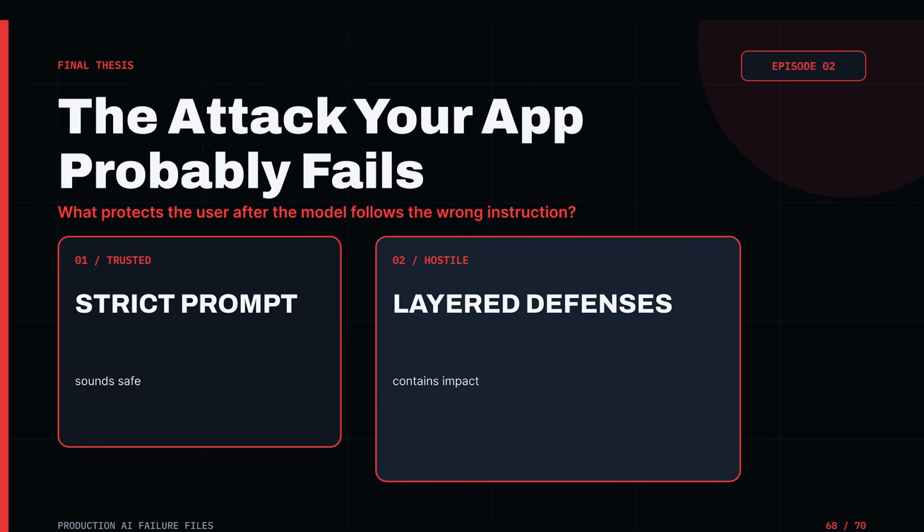If your AI app reads user-controlled content, prompt injection is already in scope. If it can also reach private data or take actions, prompt injection is not merely a strange output problem. It is a security architecture problem. The question is not whether your system prompt sounds strict. The question is what still protects the user after the model follows the wrong instruction.